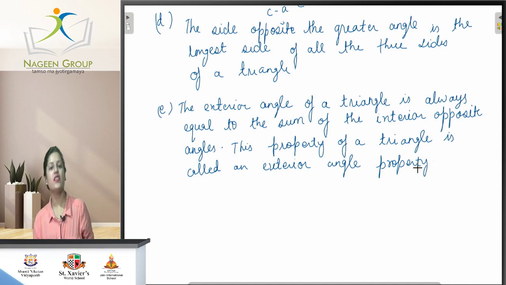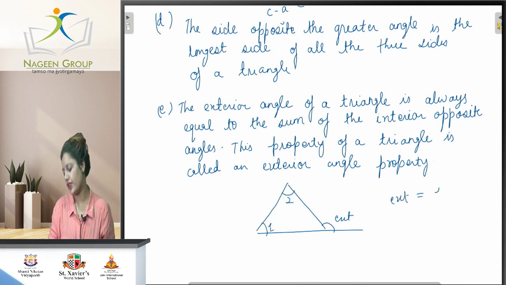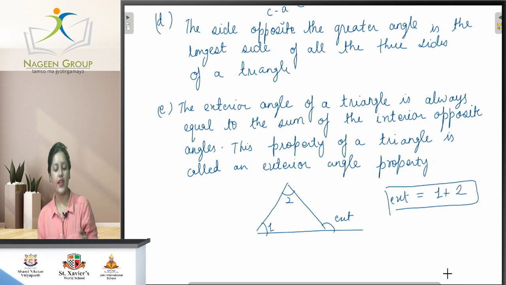So what we have understood? The exterior angle of a triangle is always equal to the sum of the interior opposite angles. If we make a diagram here, if this is the exterior angle, then it is equal to the sum of this and this angle. Means the exterior angle is always the sum of the two opposite angles.